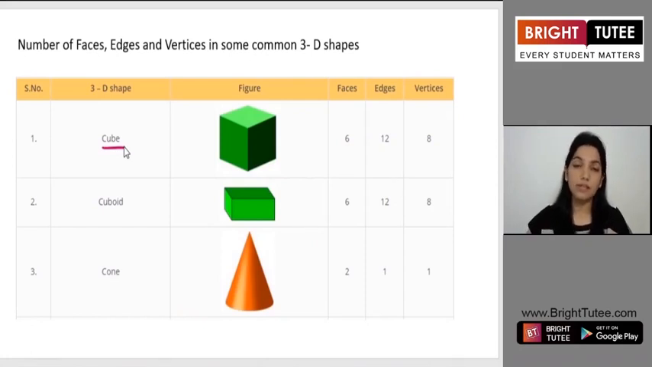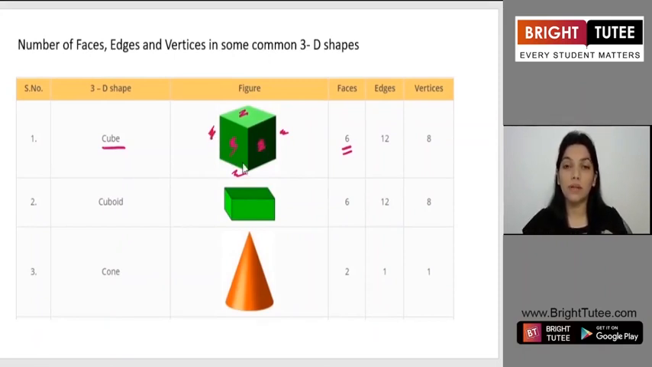So how many faces do you see? We have got a total number of 6 faces, just as we have discussed about a cuboid. So 1 at the top, 1 at the bottom, then on the sides we have got 2, and then at the back end you will have 1, and here we have got 1 more. So total number of faces we have got 6 in a cube.